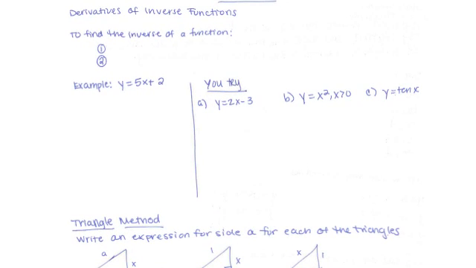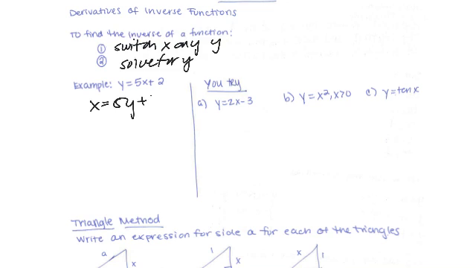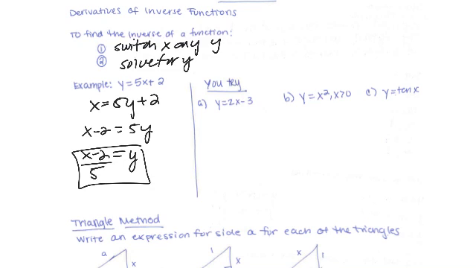So to find the inverse of a function, you switch x and y, and then you solve for y. An example here would be x equals 5y plus 2, x minus 2 equals 5y, y equals (x minus 2) over 5. All right, so that would be the inverse of 5x plus 2. On this one, it'd be good if you pause the video and try to do them and come back and see what my answers are. So x equals 2y minus 3, x plus 3 equals 2y, y equals (x plus 3) over 2.